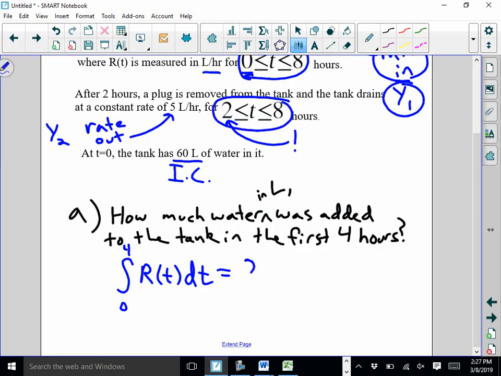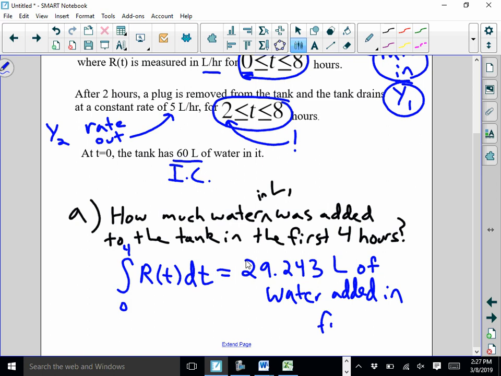Okay, so that's the number of liters of water added in the first 4 hours. Pretty simple problem, as long as we remember that integrating the rate in will give us the total amount added. Now ask yourself, did we care about the initial condition here? Well, the answer is definitely no.